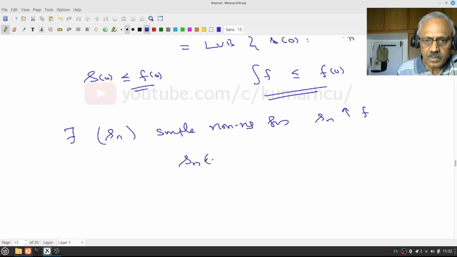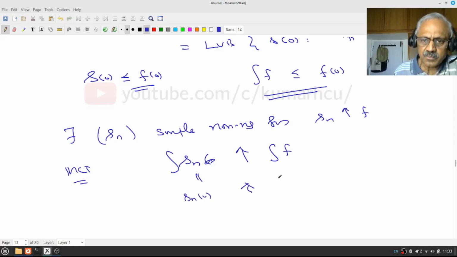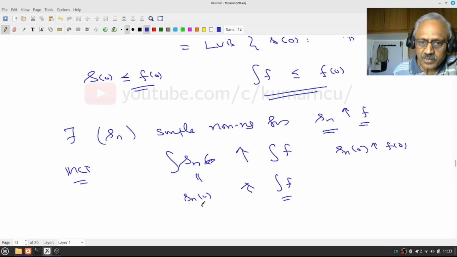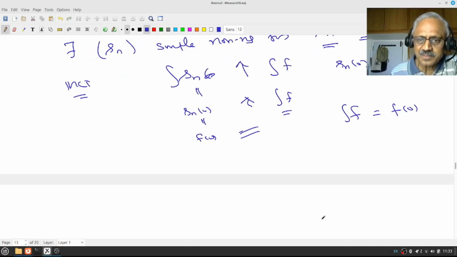Therefore, by the Monotone Convergence Theorem, the integral of Sn converges to the integral of f. But the integral of Sn is nothing other than Sn of 0. Therefore, it should converge to the integral of f. But remember, Sn increases to f, that means pointwise Sn of 0 increases to f of 0. Therefore, this actually goes to f of 0. And hence I conclude the integral of f is f of 0. Isn't it fantastic? The integral of f d delta naught over R is f of 0.